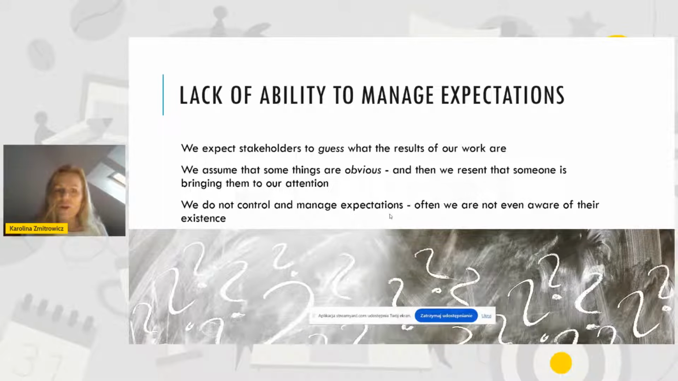We assume that things are obvious. But for our stakeholders, they are not obvious, because it may happen that this is the first time that they actually participate in a project and they don't know what they can expect. If we do not manage expectations, it could mean that, for example, you are expecting that stakeholders will know what your next step is. You are expecting that stakeholders will provide you with information because that's obvious for you, but they don't know. Because you didn't understand their expectations, and you didn't communicate your expectations.